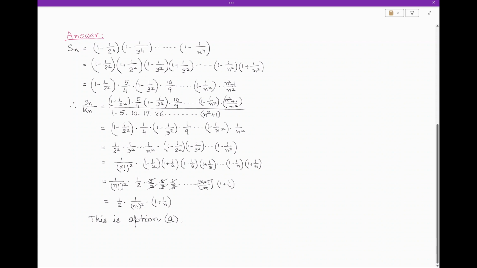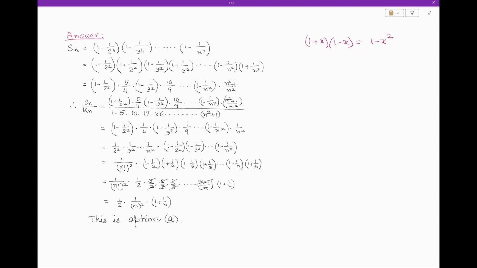Now, Sn is equal to 1 minus 1 by 2 to the power of 4 multiplied by 1 minus 1 by 3 to the power of 4, and the multiplication will go on until 1 minus 1 by n to the power of 4. Now we know from elementary algebra that 1 plus x multiplied by 1 minus x is equal to 1 minus x square.